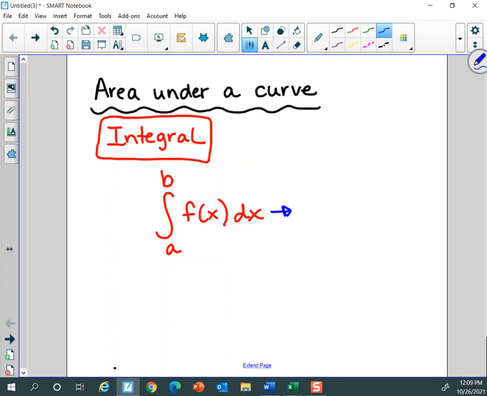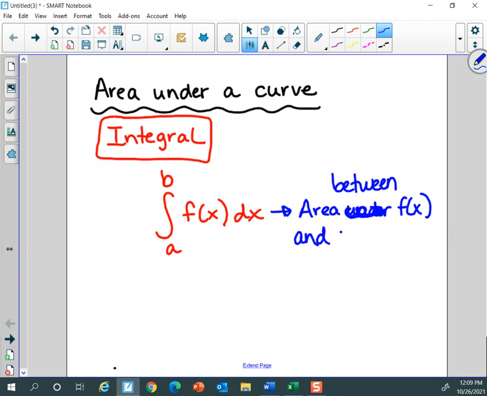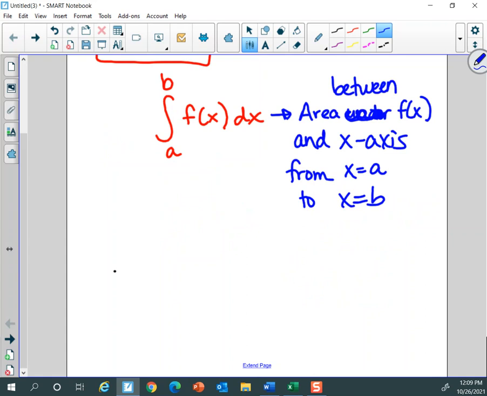But what we're being asked to calculate is the area between f of x and the x-axis from x equal a to x equal b. That is the meaning of this integral.